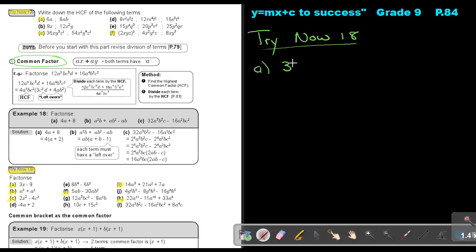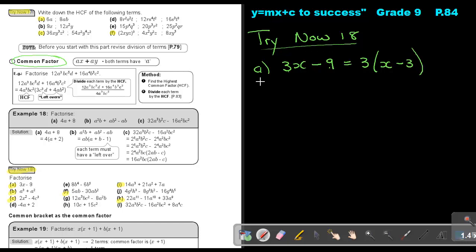It starts easy, 3x minus 9. So in this case, it's easy. You can see that 3 can divide into all. There's not the alphabet. So if I say 3x divide 3, x is left. If I say negative 9 divide 3, it's negative 3. And that will be my final answer.